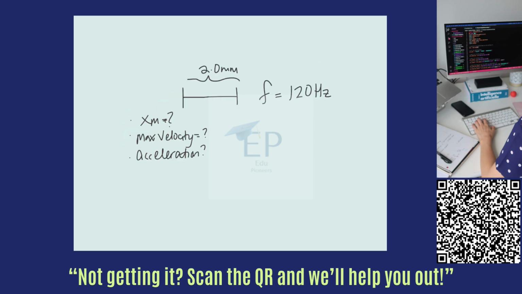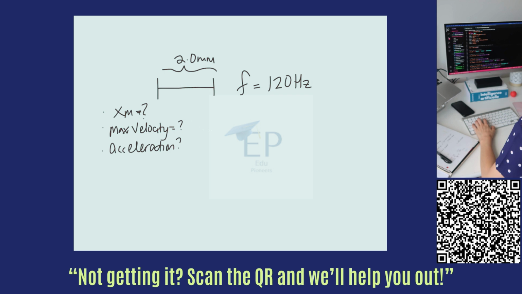So for the first part, figuring out our amplitude, we just need to think about, okay, if it is oscillating between 2 millimeters, going back and forth between 2 millimeters, and that is our total displacement, then our amplitude is going to be smack dab in the distance between the middle to one of the ends. So we're just going to split that in half.